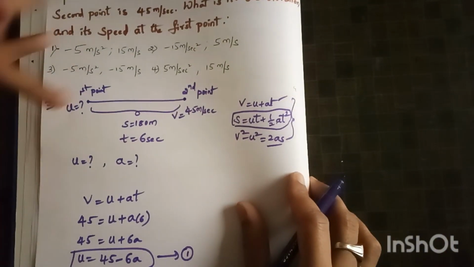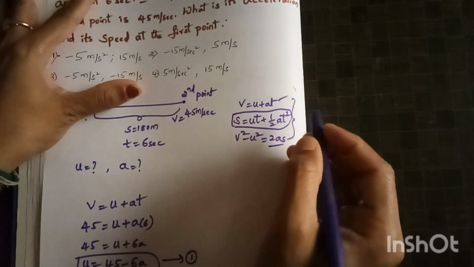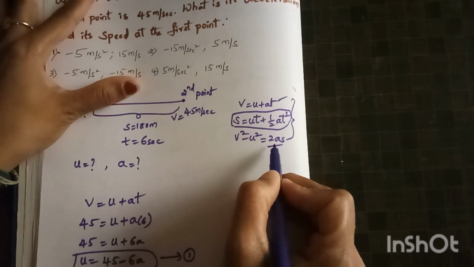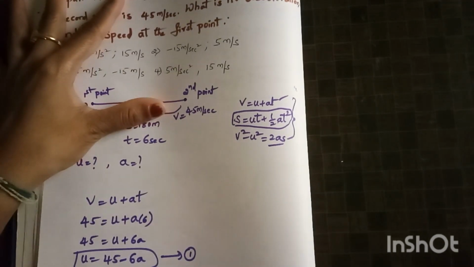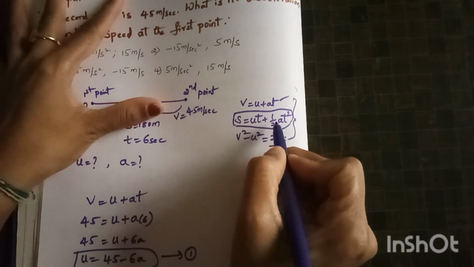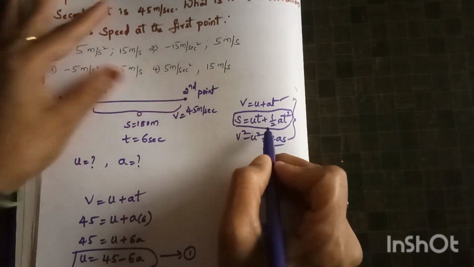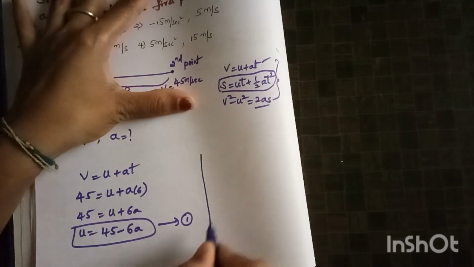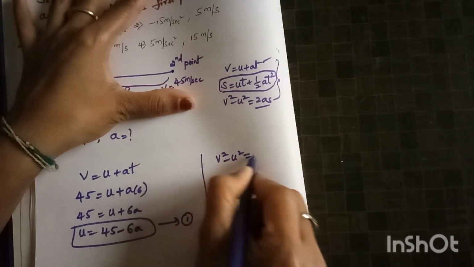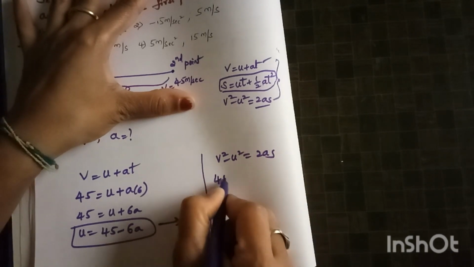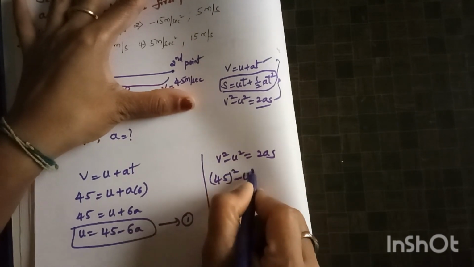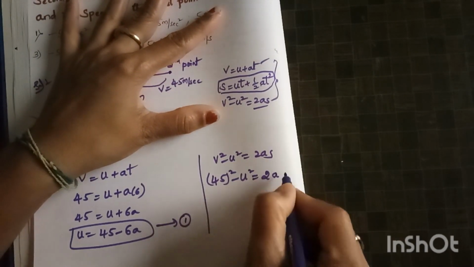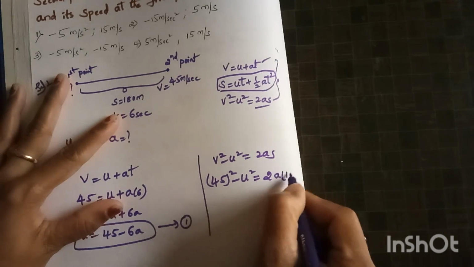Now you can take the second or third equation. I am taking the third equation to find the value of u and a. You can also take the second equation to solve for these u and a values. So next, v square minus u square equals 2as. 45 whole square minus u square is equal to 2a. What is the s value? 180.